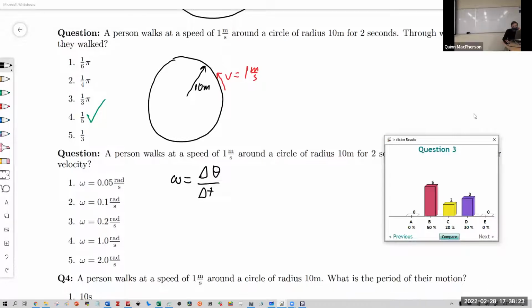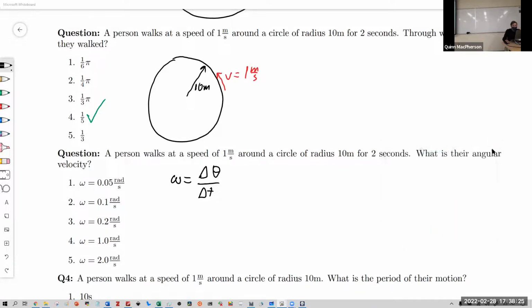Display. Okay. So what's our change in angle? 0.2 radians. Radians are fake units, so 0.2. And our change in time? So we have 0.1 radians per second, or 0.1 per second, if you prefer.